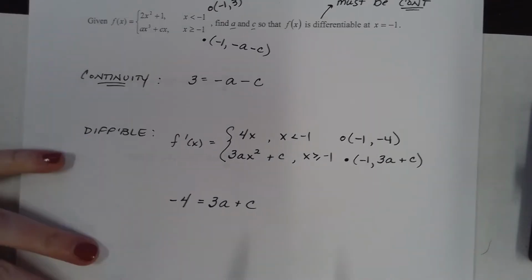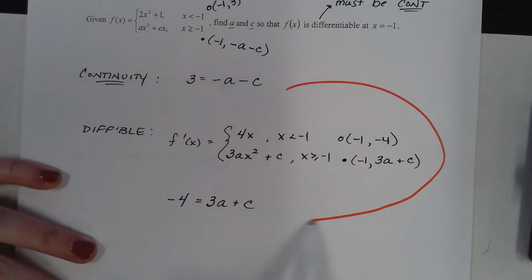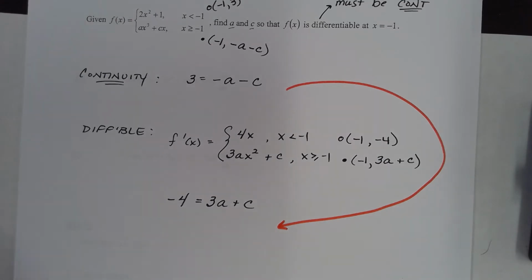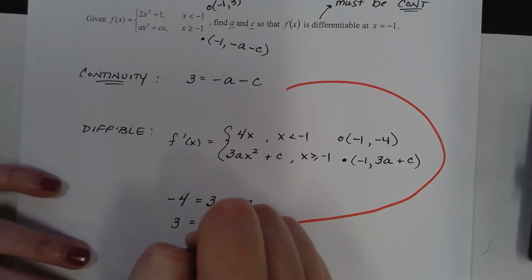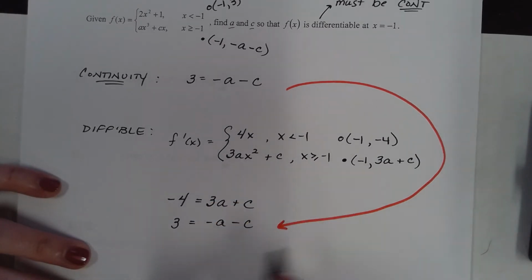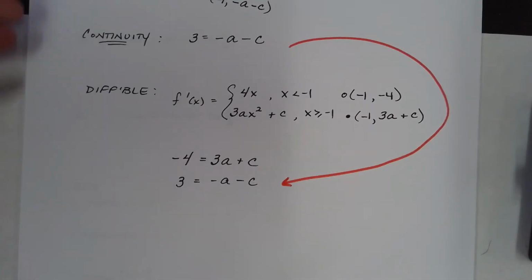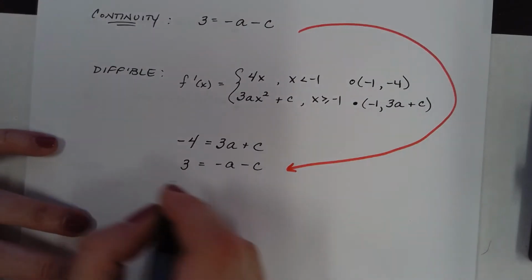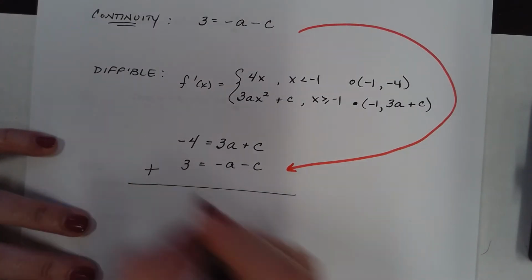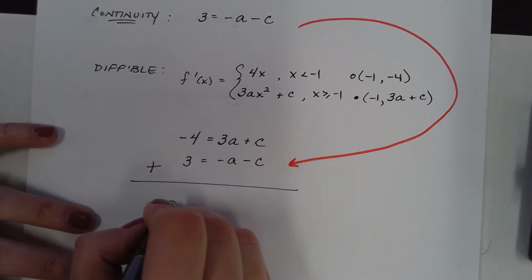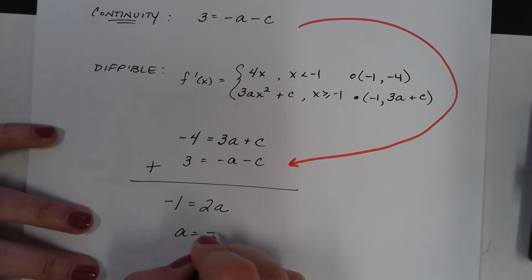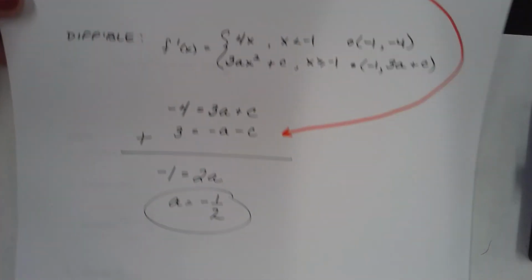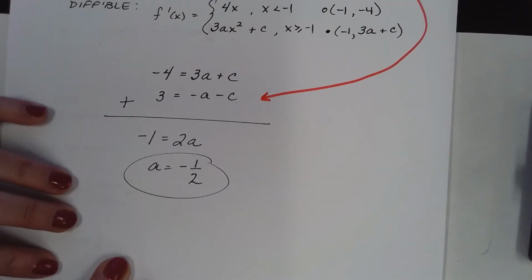And I have the equation from above, which I can bring down. I've got 3 equals -a minus c, and look at that, it's already set up for me. I don't even have to multiply by anything because my c's will cancel. So I can line these up and add them. A equals -1/2, and now I can sub in.